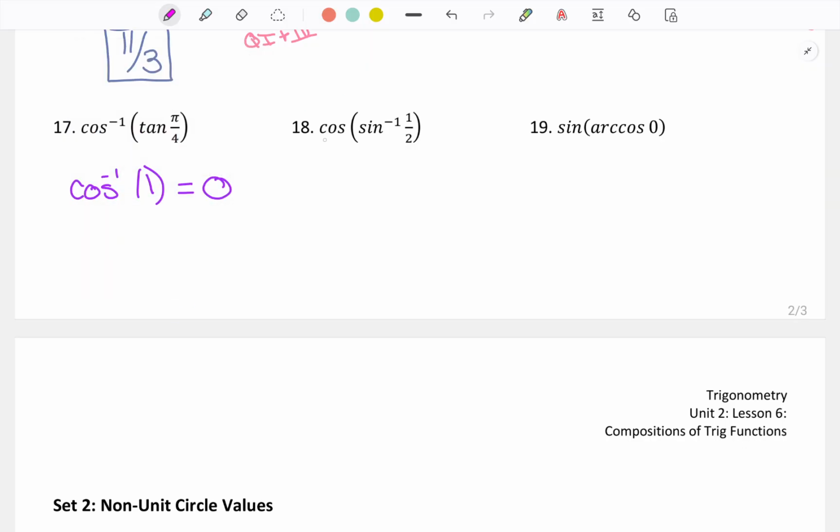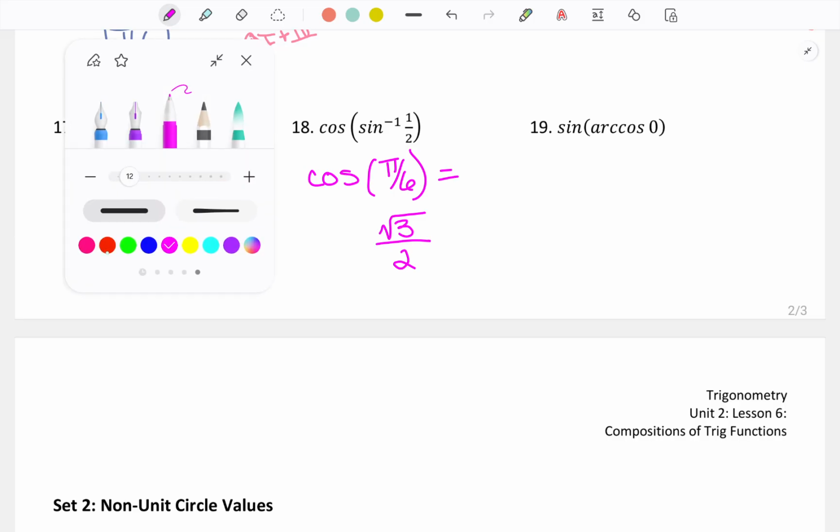Then for the cosine of the arcsine of 1/2, I'm going to look in quadrants 1 and 4 and see where I have an angle that is 1/2, and that is going to be pi over 6. So then the cosine of pi over 6 is the square root of 3 over 2.